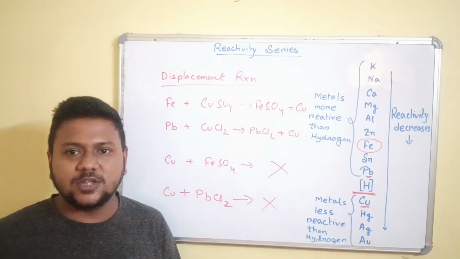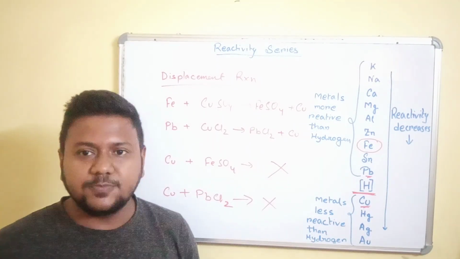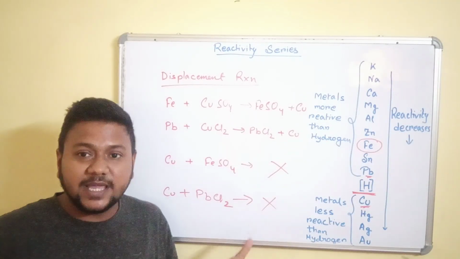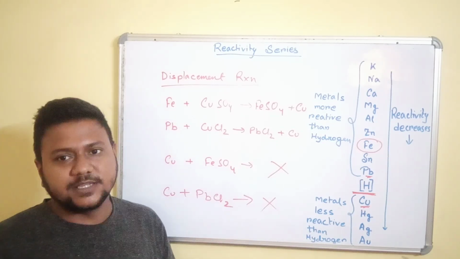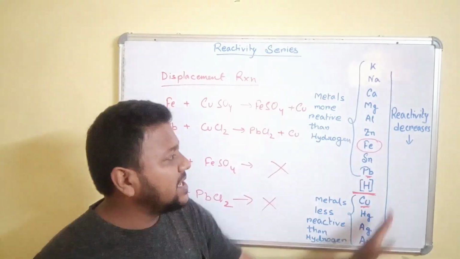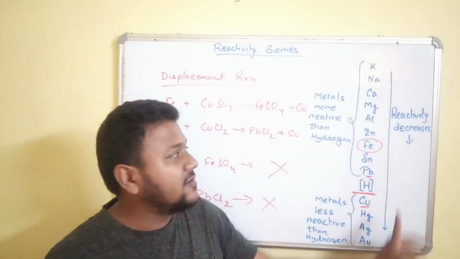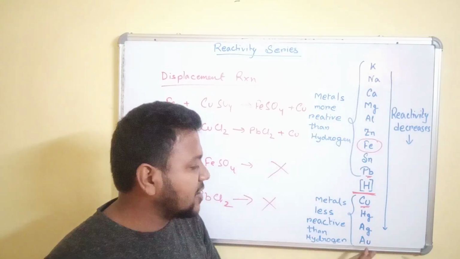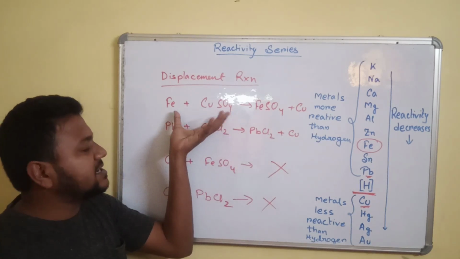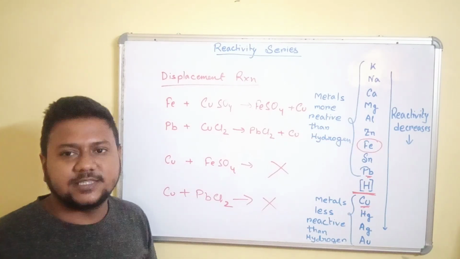So from this video, we understand that the reactivity series is important to learn about the feasibility of a reaction, whether a reaction takes place or not. The reactivity series includes a series of metals whose reactivity decreases downwards, where potassium is the most reactive and gold the least reactive, and according to their reactivities, the displacement reaction occurs where a more reactive metal displaces a less reactive metal.